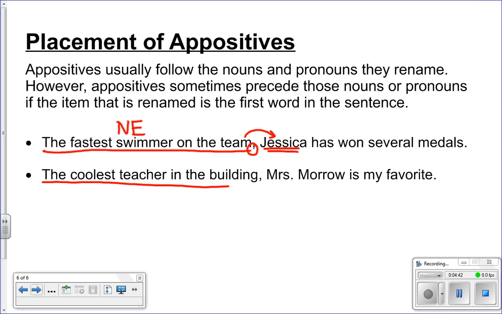Same deal with the last sentence. The coolest teacher in the building, followed by a comma, is an appositive identifying Mrs. Morrow. Aw, you guys are so sweet. Now this one has a comma, which means that it is non-essential because the coolest teacher in the building is less specific than the name, Mrs. Morrow.